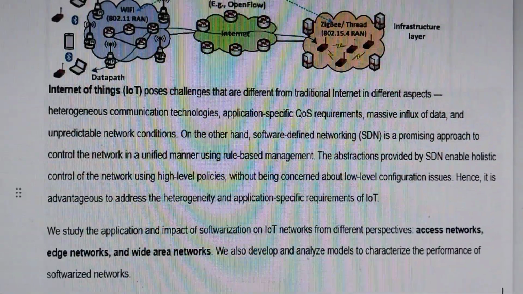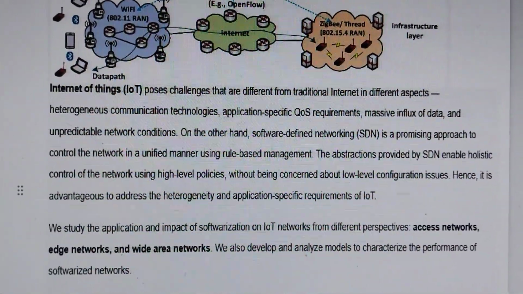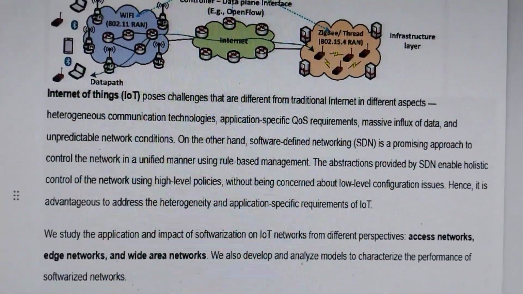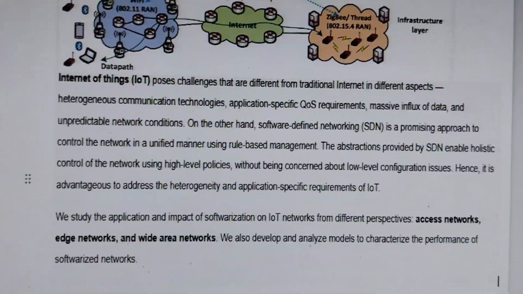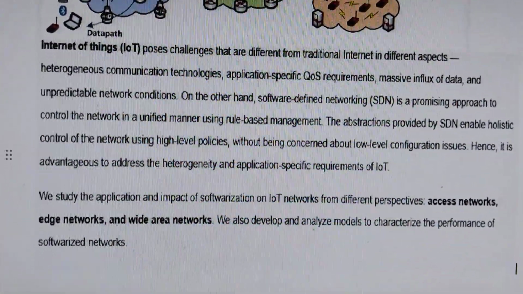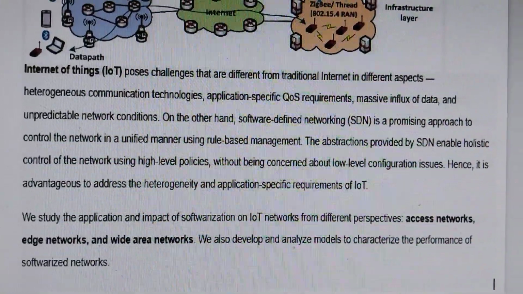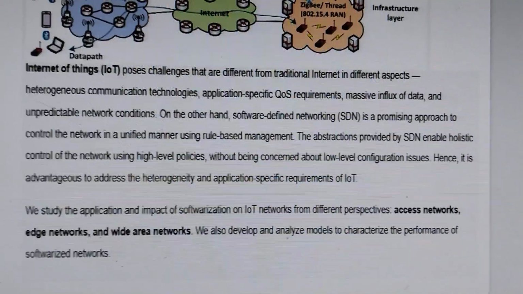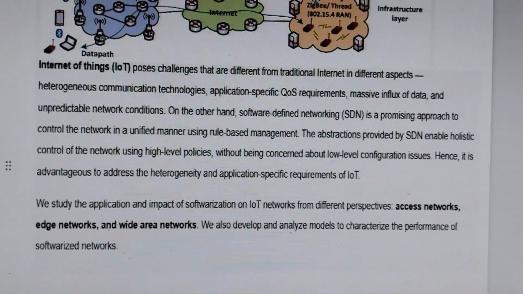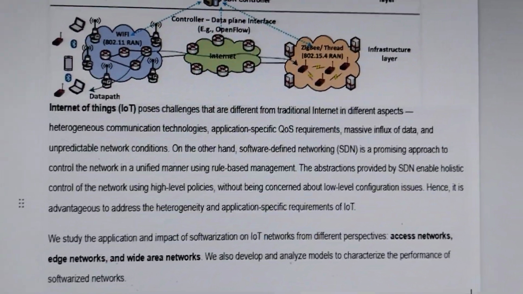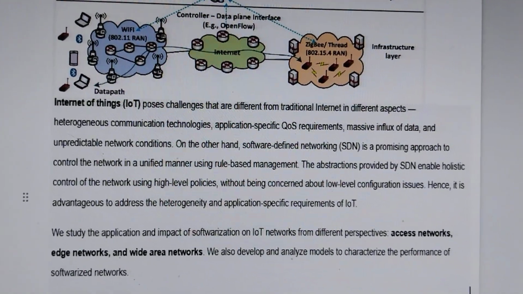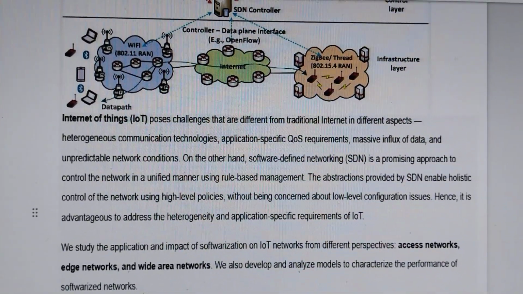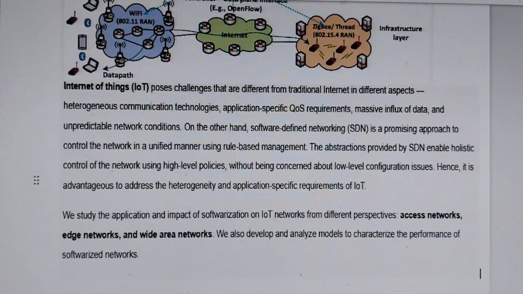We study the applications of the impact of softwarization and IoT from different perspectives. That is, the first one is the access networks, edge networks, and wide area networks. These are the different networks. Here we will transfer a huge amount of data. We also develop analysis of the models, characteristics of performance, softwarization of networks.